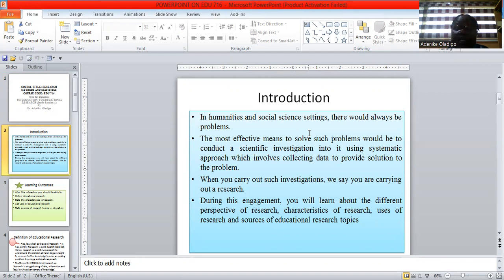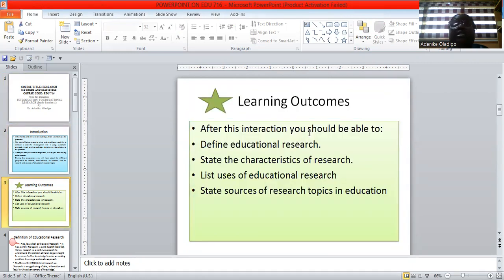During this engagement, you will learn about different perspectives of research. You will learn about characteristics of research, uses of research, and sources of educational research topics. It promises to be an engaging class. After this interactive section, you should be able to define educational research, state the characteristics of research, list uses of educational research, and state sources of research topic in education.